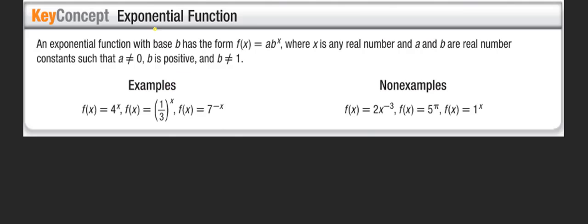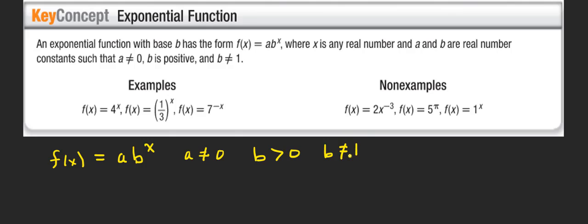In this video, we're going to talk about exponential functions. An exponential function with base b has the form f of x equals a b to the x, where x is any real number and x is a variable. Notice the exponent here is a variable, and a and b are real number constants such that a cannot equal 0, and b has to be positive and b cannot equal 1.